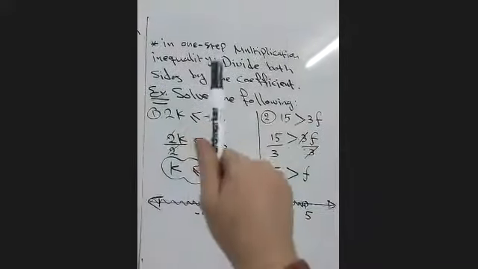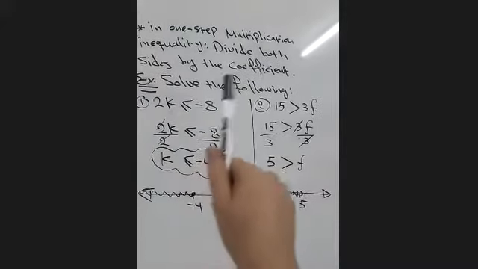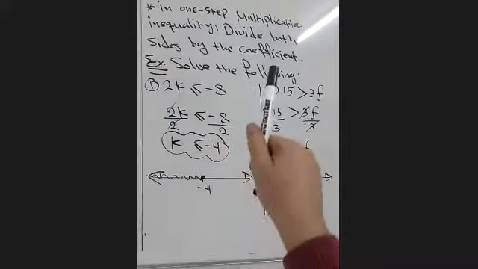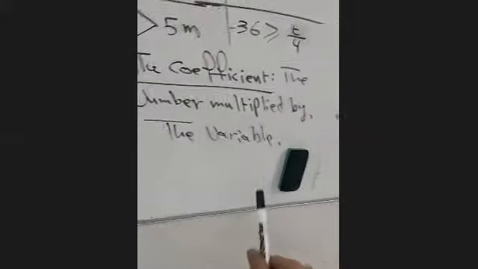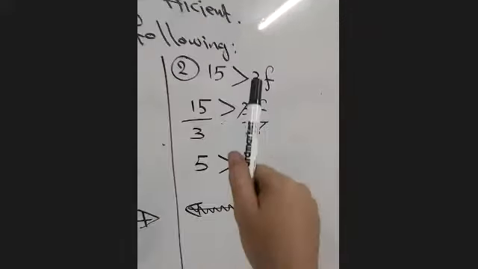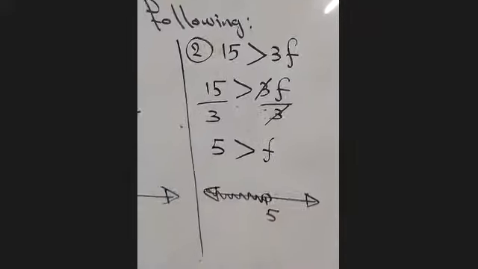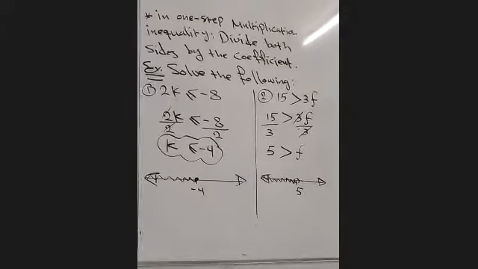Multiplication inequalities in one step: divide both sides by the coefficient. What's the coefficient? The number which is multiplied by the variable. The coefficient is 2, divide by 2. The coefficient is 3, divide by 3. Okay? Now let's take examples about one-step division inequality.